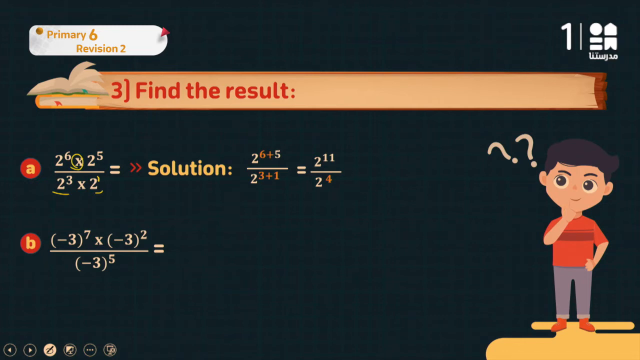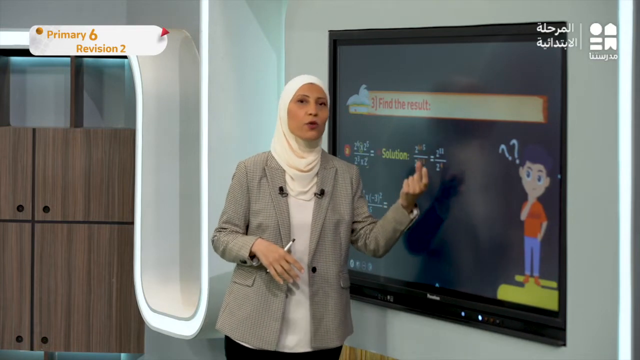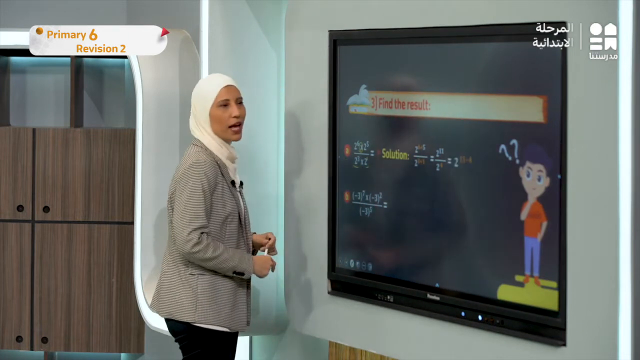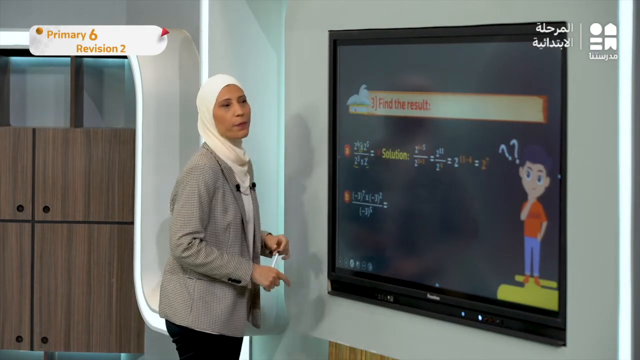Now I have same base divided by each other. What will I do with the power? I will subtract the power. So I will make 2 to the power of 11 minus 4. When I do that, I will have 2 to the power of 7.